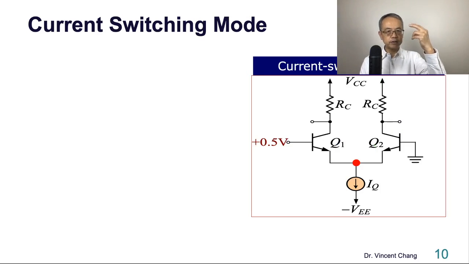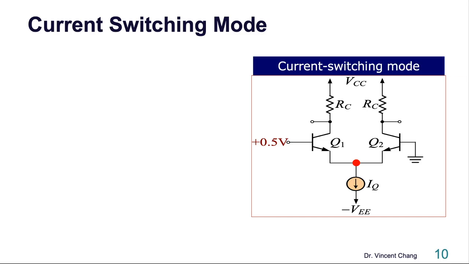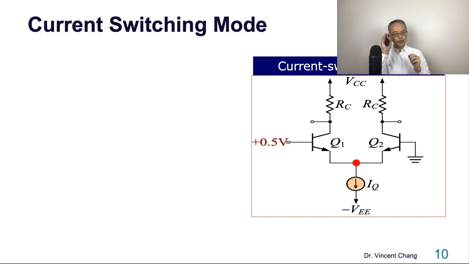The second mode is the switch mode, the current switch mode. Let's say you have a large differential input of 0.5 volt. The base of the right-hand side is connected to the ground, and the base of the left-hand side is connected to 0.5 volt. So the difference is 0.5 volt.